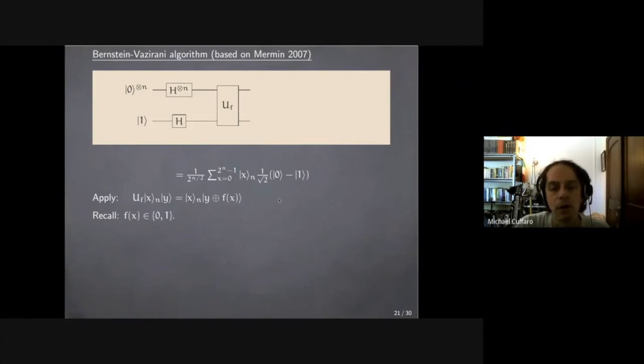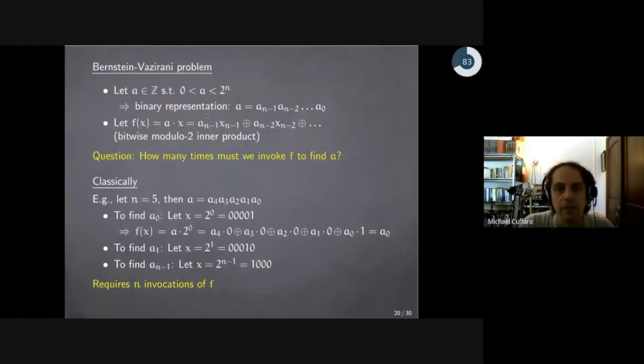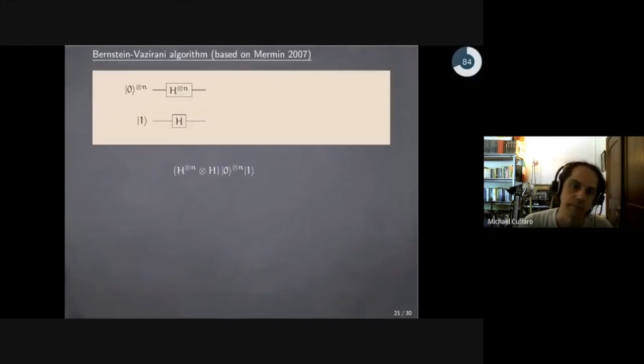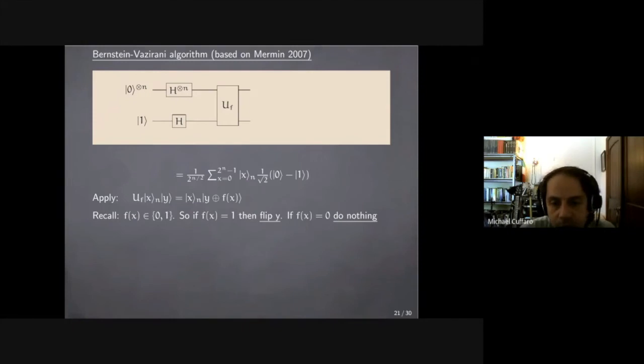Okay, now recall that f of x is going to be either 0 or 1. And this is because it's modulo 2 addition, right? So the answer can only ever be 0 or 1. So if f of x is equal to 1, then what that means is that we flip whatever y happens to be. And if f of x is equal to 0, then we do nothing to y.